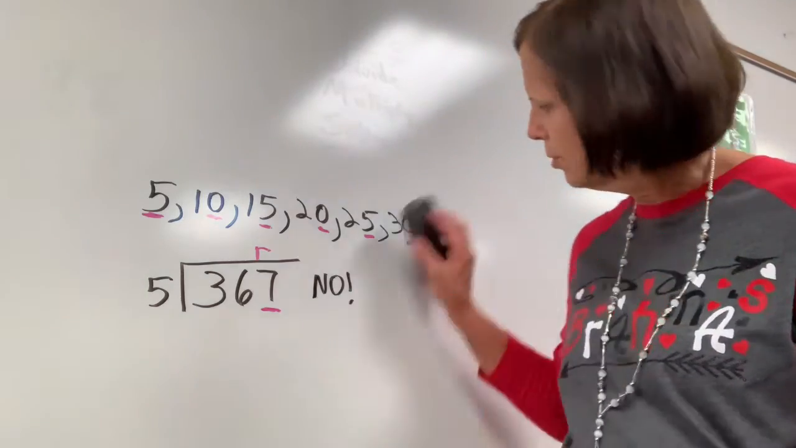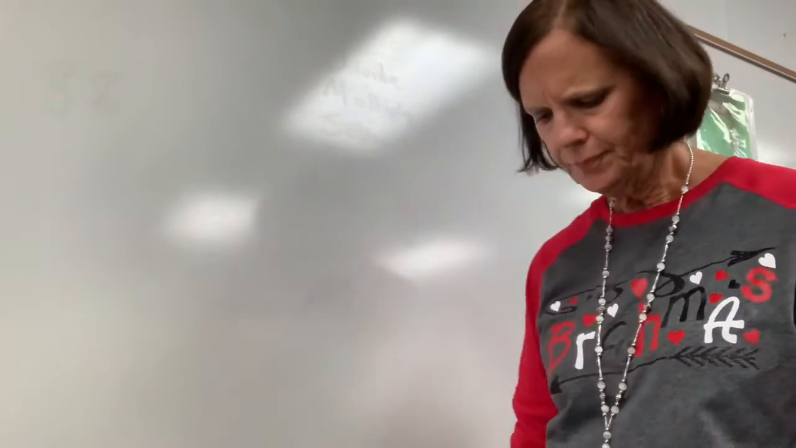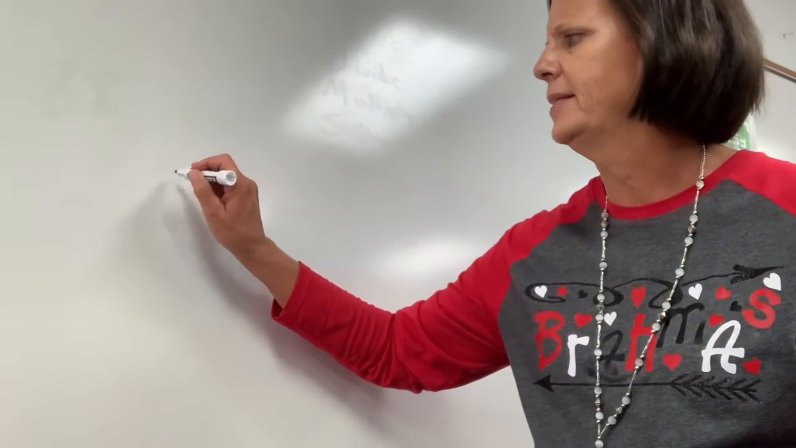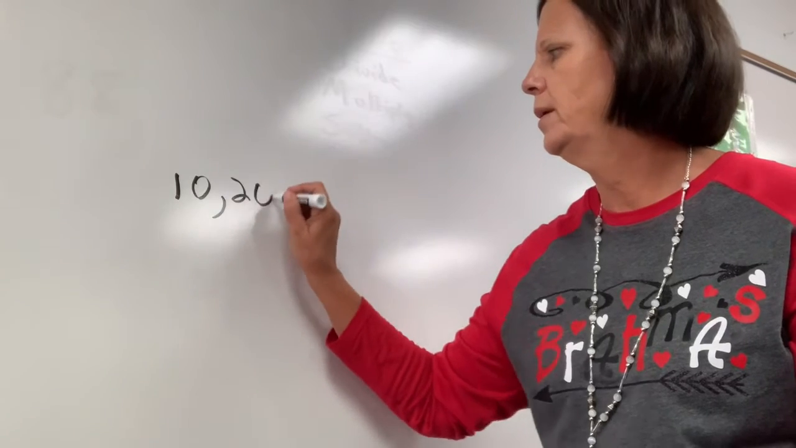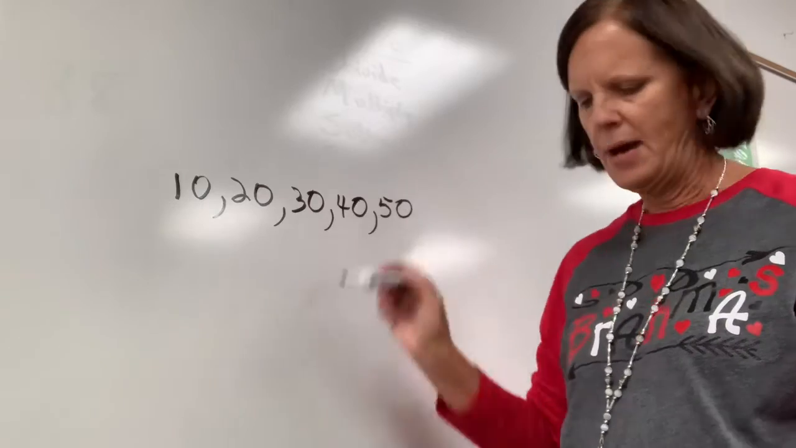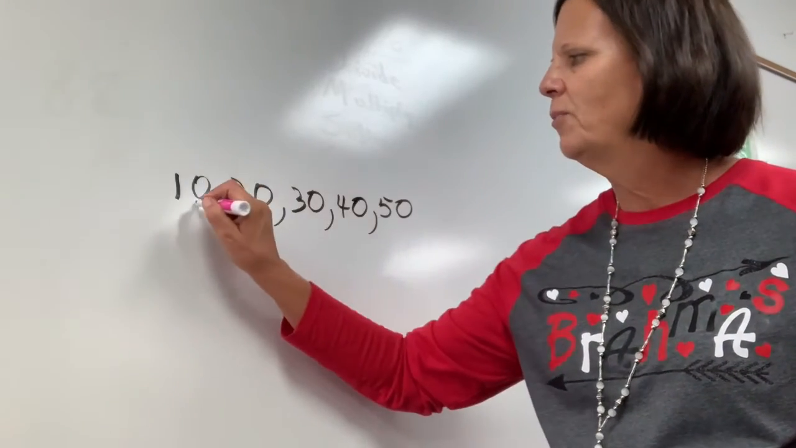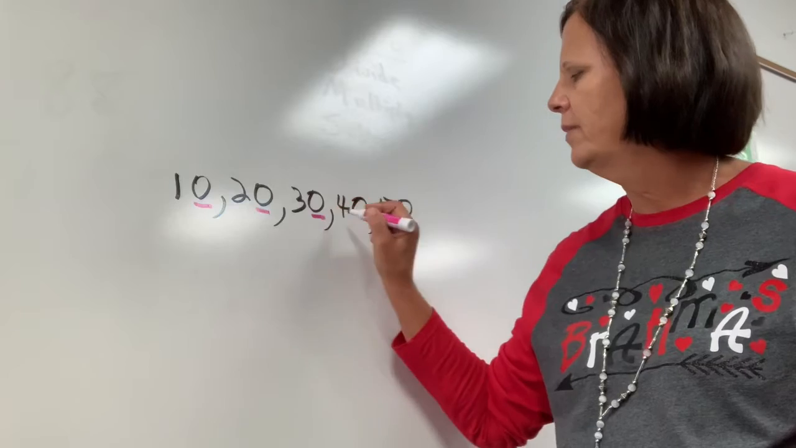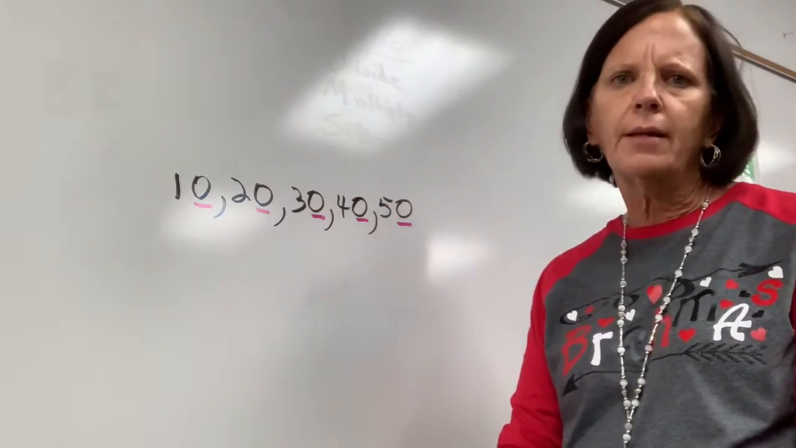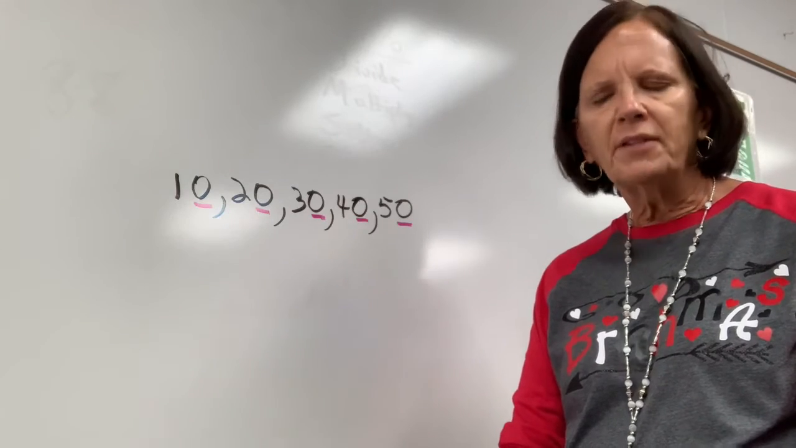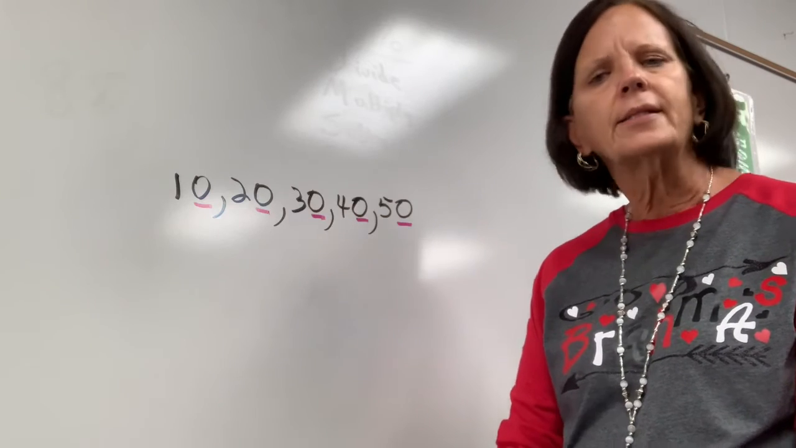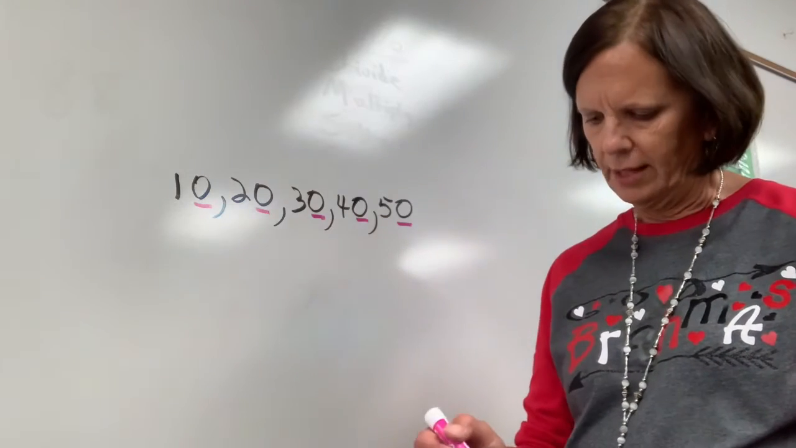Now there's one more we're going to look at today. This time I'm going to be back on those carpet squares in kindergarten, and I'm going to skip count by 10s. 10, 20, 30, 40, 50. Oh, and when I look at that one, in the one spot, every single one of them has a 0 in the one spot. So if I want to know, is a number divisible by 10, all I have to do is look in the one spot and see if there's a 0 there. So let's try some.